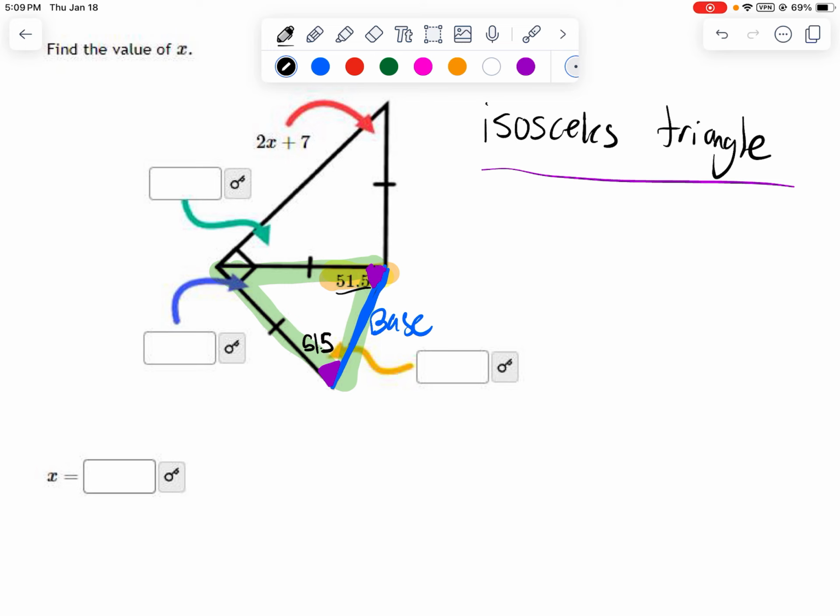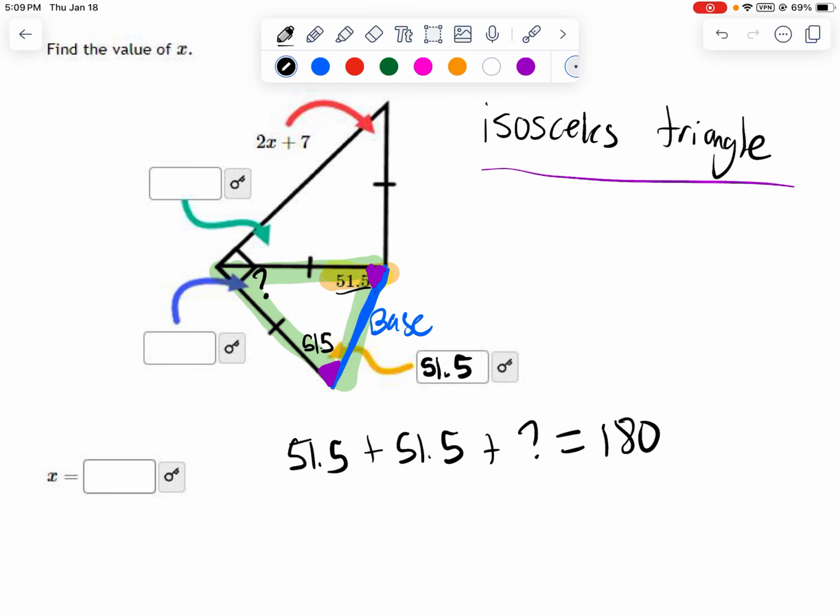Okay, and you're like, all right, great, well, where do I go from there? Well, use your last property for any triangles. What do you know about all of the angles in a triangle? They have to add up to 180 degrees. Which means that the 51.5 plus the other 51.5 plus our third mystery angle right there has to be 180 degrees. That's guaranteed for any triangle in Euclidean geometry. It has to add up. So we know our first blank is 51.5.